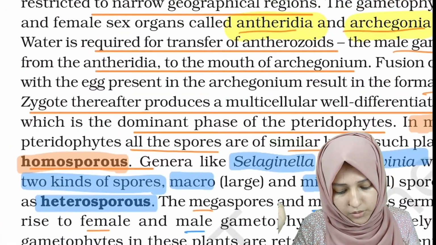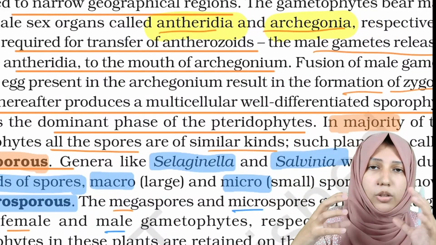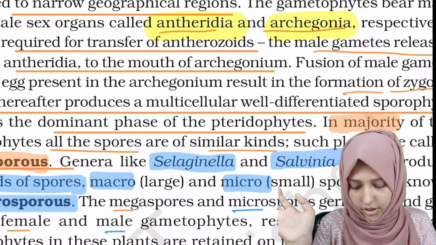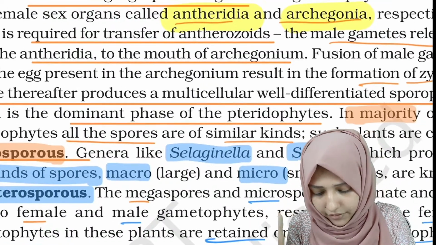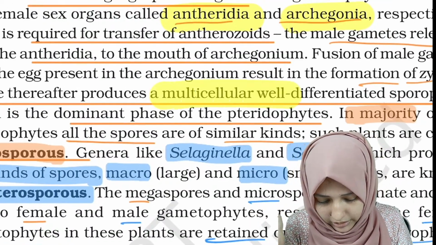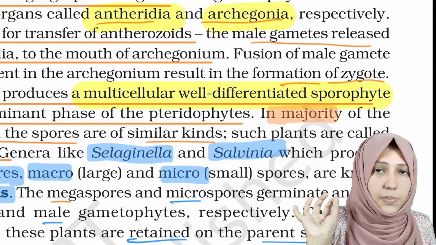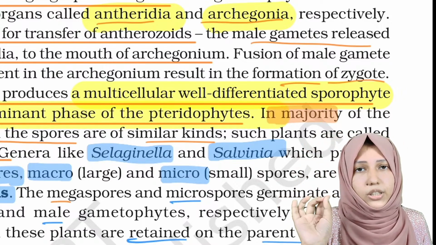Zygote thereafter produces a multicellular well differentiated sporophyte. At first the zygote will be producing a multicellular body, and this multicellular body later undergoes meiosis division to form spores. Okay, and this multicellular well differentiated sporophyte is the dominant phase of pteridophyte. It is the dominant phase of pteridophyte.